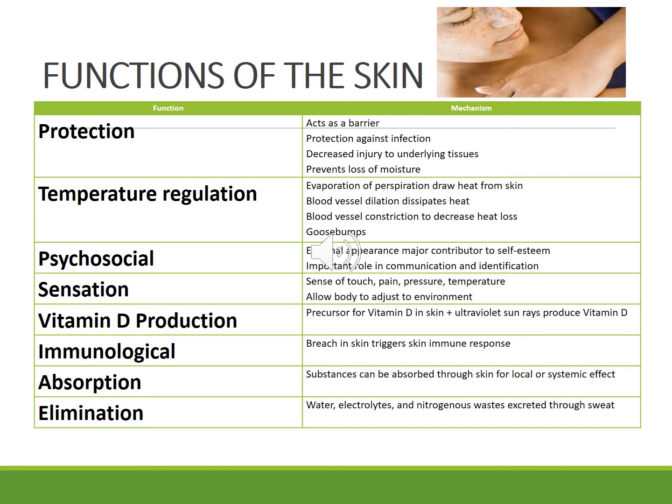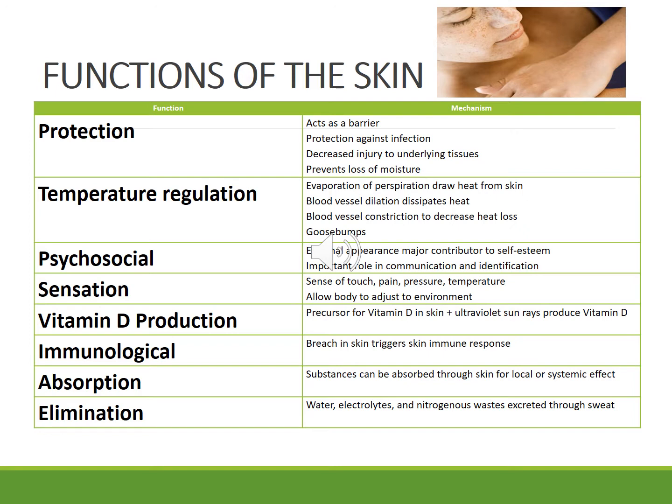Our skin also functions in regards to sensation. It senses touch, pain, pressure, temperature, and allows our body to adjust to environments related to that. Our skin's responsible for our vitamin D production. So it's a precursor for vitamin D in the skin, and ultraviolet sun rays produce that vitamin D. It has immunologic purposes, which, if we have a breach in skin or some type of cut, triggers the skin immune response to protect us.